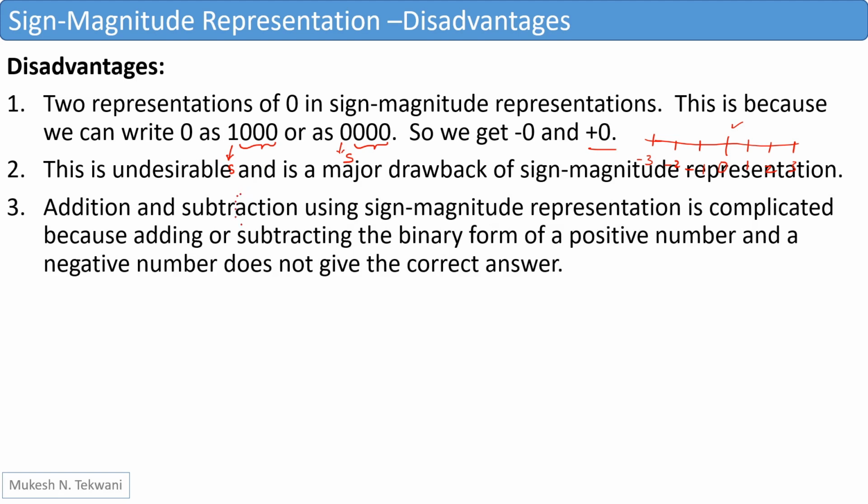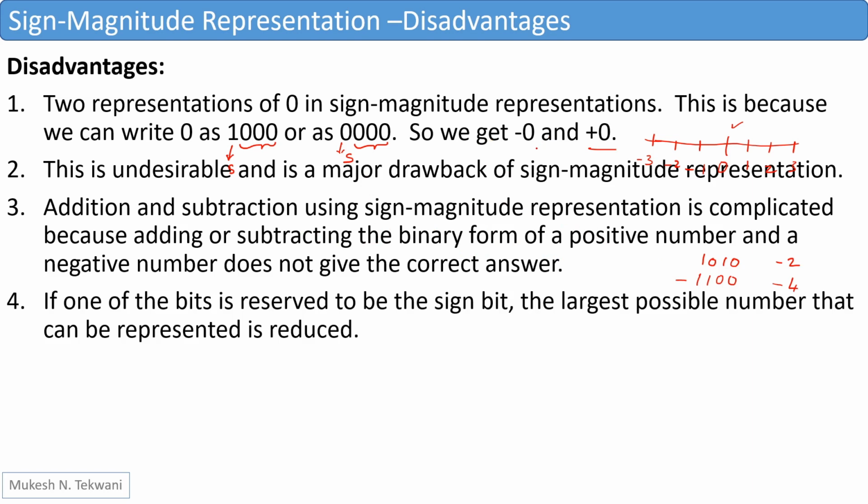The other drawback is that addition and subtraction using sign magnitude is complicated. It is complicated because when we add or subtract the binary form of a positive number and a negative number, it does not give us the correct answer. Another major drawback with sign magnitude is that the largest possible number that can be represented is reduced, because one of the bits has been used up to represent the sign.